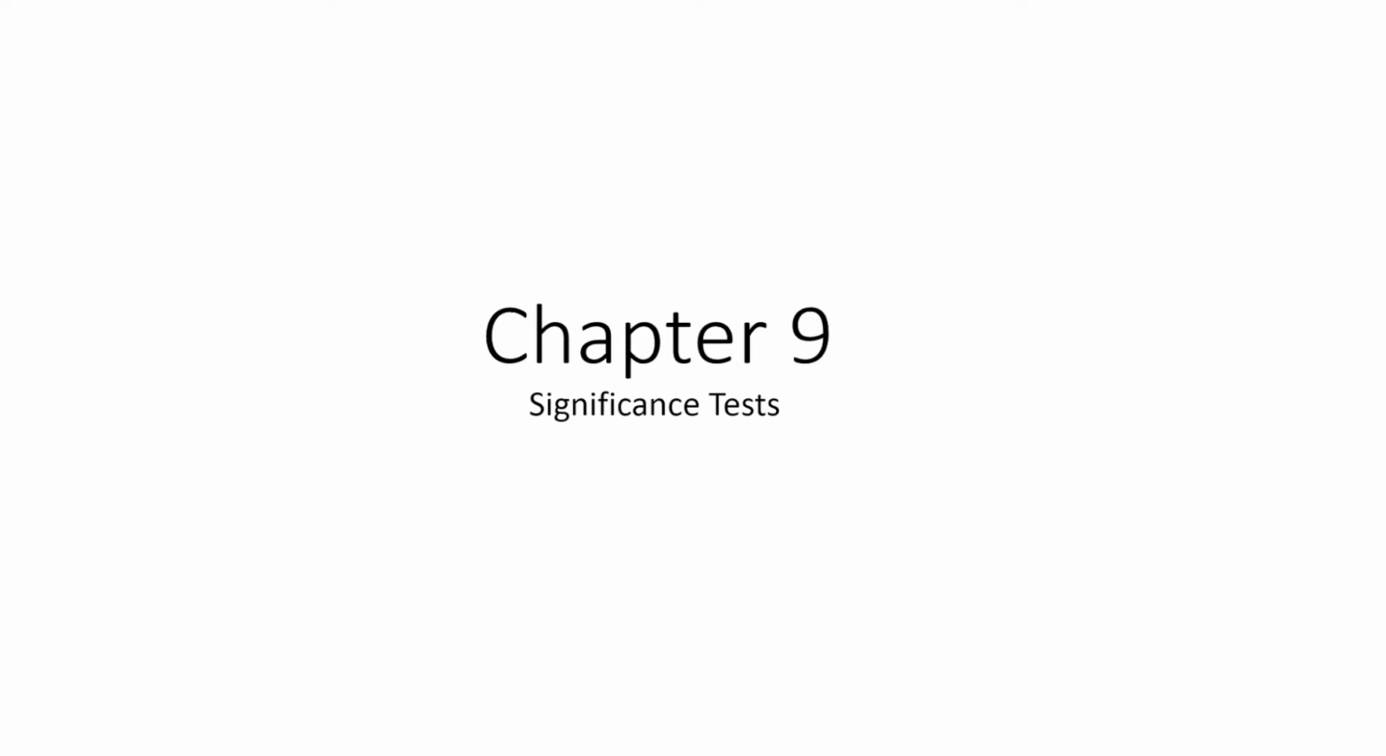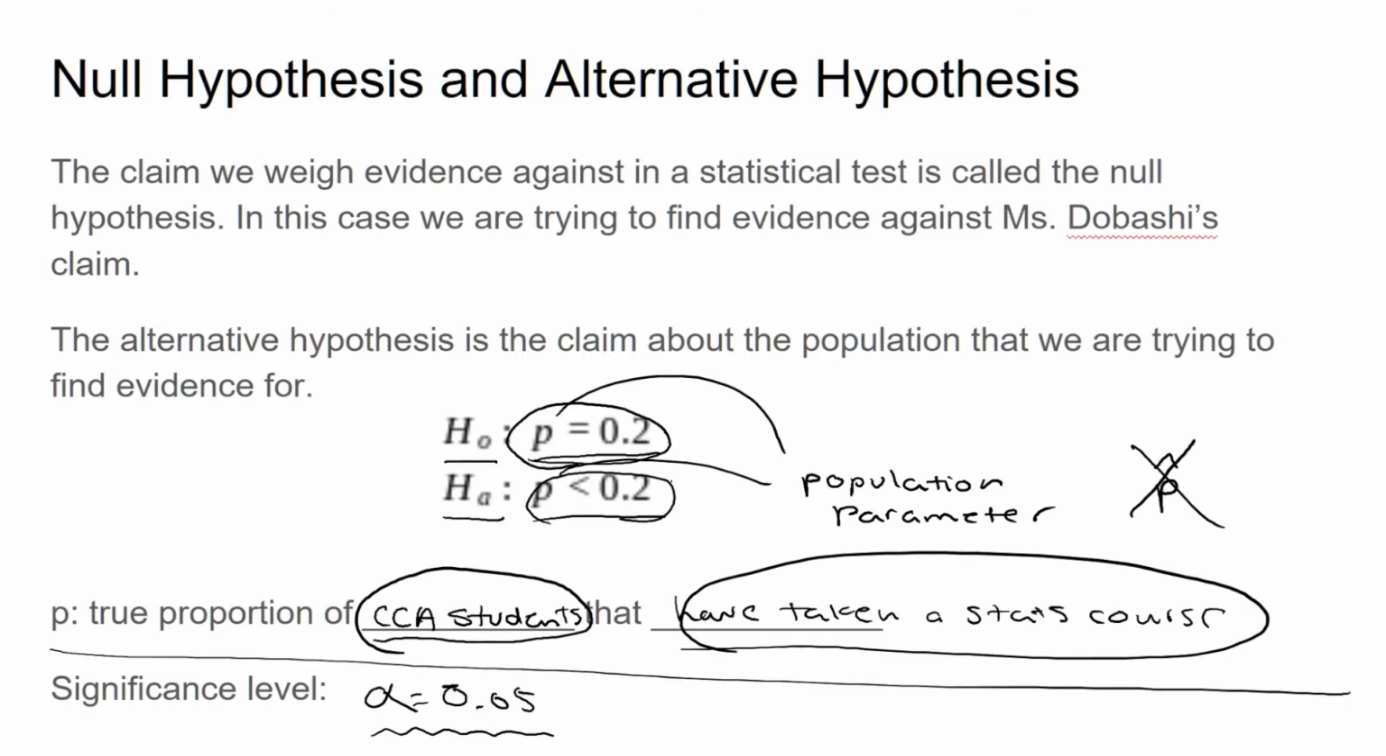That's the premise of Chapter 9, Significance Tests. So with every significance test, we first need to state our null hypothesis and our alternative hypothesis. We want to find evidence against the claim that the proportion is 0.2. And we want to find evidence for the claim that p is less than 0.2.